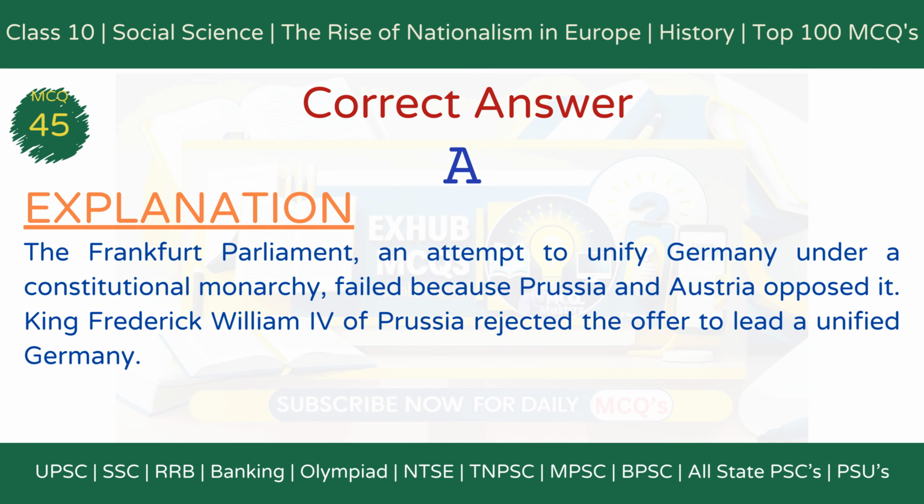The correct answer is option A, opposition from Prussian and Austrian rulers. Explanation: The Frankfurt Parliament, an attempt to unify Germany under a constitutional monarchy, failed because Prussia and Austria opposed it. King Frederick William IV of Prussia rejected the offer to lead a unified Germany.